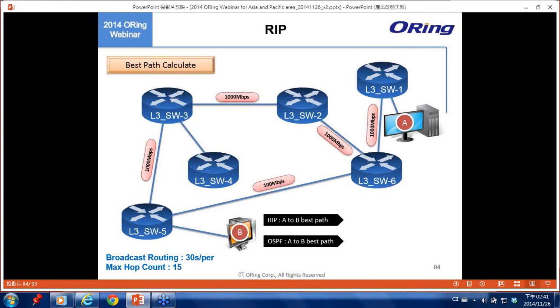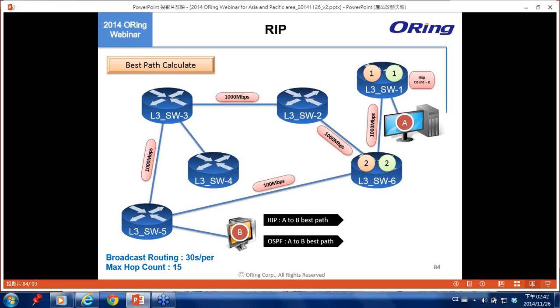This picture shows how RIP works. There are 6 switches between A and B. Now let us choose which is the best path for A to B. RIP will select the best path by calculating hop count. So we just count switch 1 as hop count 0 because it's the first switch we pass. Then count switch 6 as hop count 1.